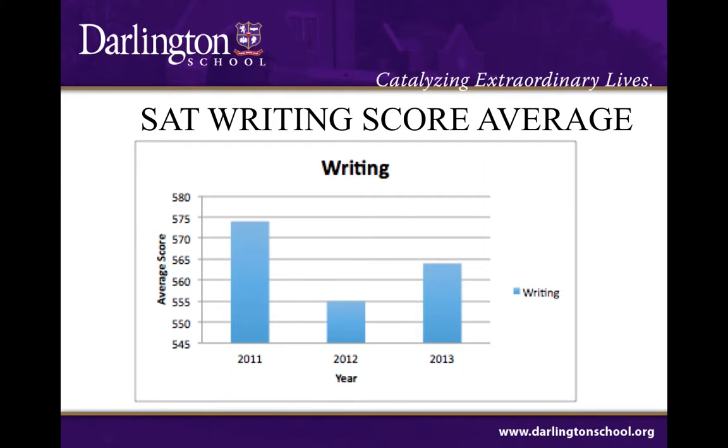Now let's just go ahead and get directly into our SAT scores. This year, our average score in SAT writing was right around a little above, between 560 and 565. This is a good score, but again, as we see the trend, in 2011 we were much higher, and then we dropped very low in 2012, and then we have brought it up a little bit, but as you can see, it's still not where it needs to be.